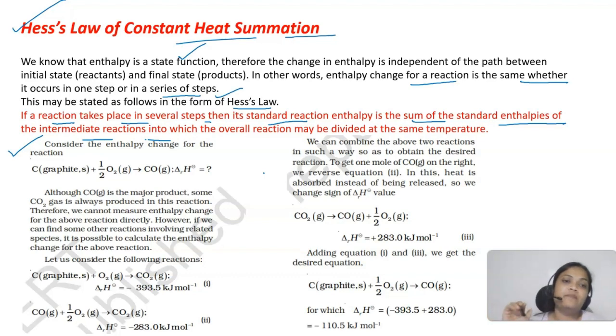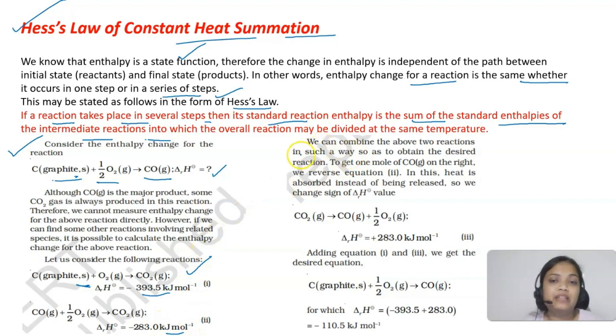So like here we have this reaction: graphite burns to form carbon monoxide. So here carbon monoxide is the major product, but carbon is burning, so we can't say that only carbon monoxide will be the product, carbon dioxide will be formed. Okay, so we can't measure the enthalpy for the reaction directly. So what I am doing is I am taking two reactions where carbon and oxygen combine to form CO2, and carbon monoxide reacts with oxygen to form CO2, and the enthalpy of these reactions is known to us.